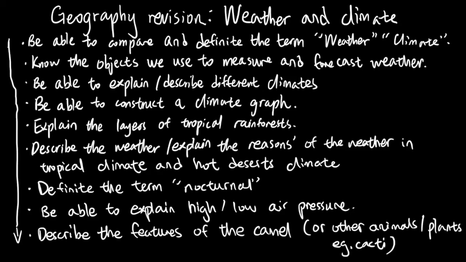We are going to know the meaning of the word nocturnal, which I added myself, which is useful. And we are going to be able to explain high or low air pressure. We also need to know the features of the camel or other animals, and plants in the hot desert, for example cacti, which is a plant. Alright, let's get started.